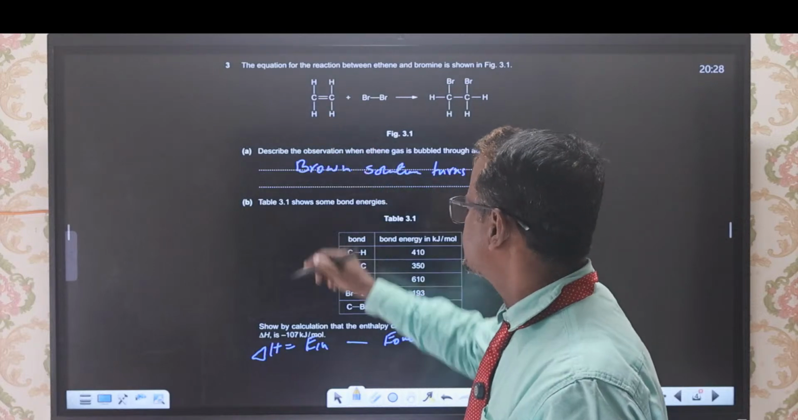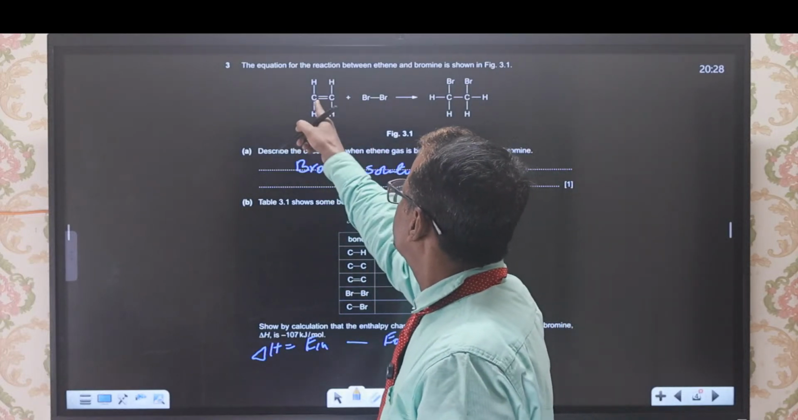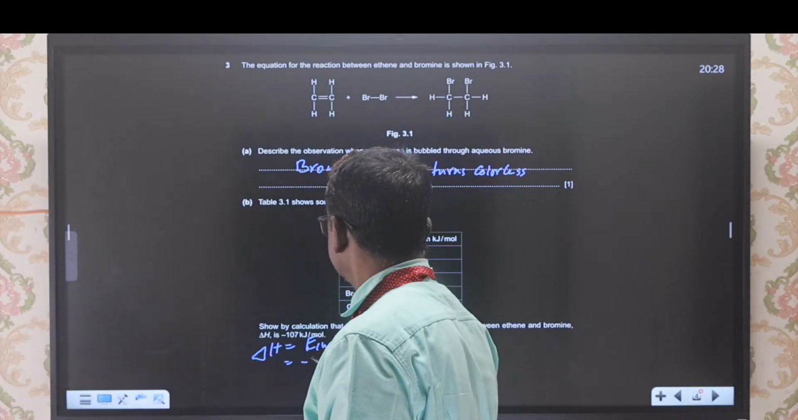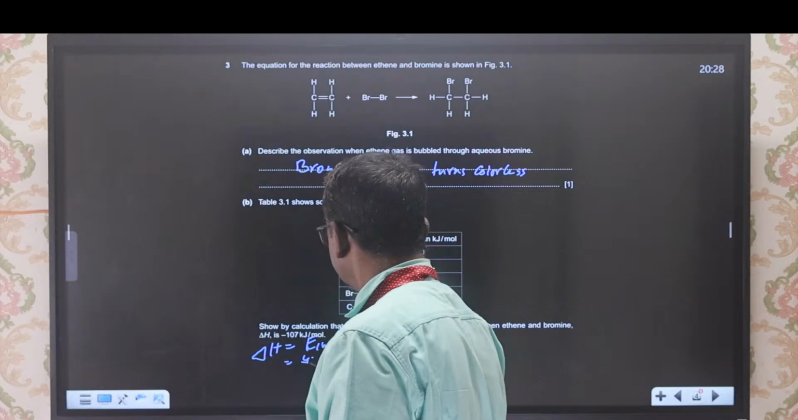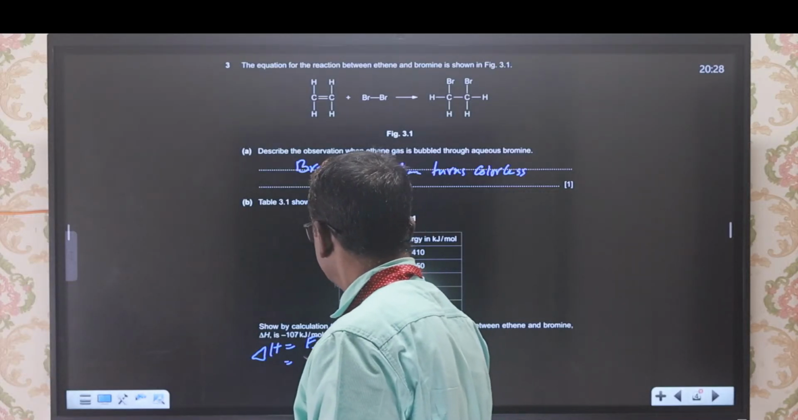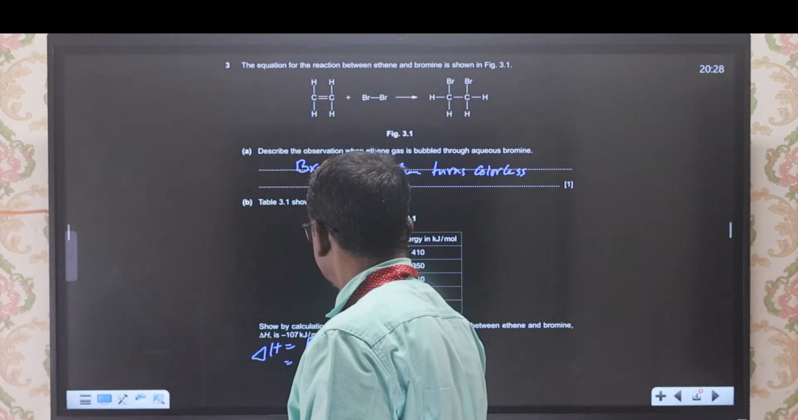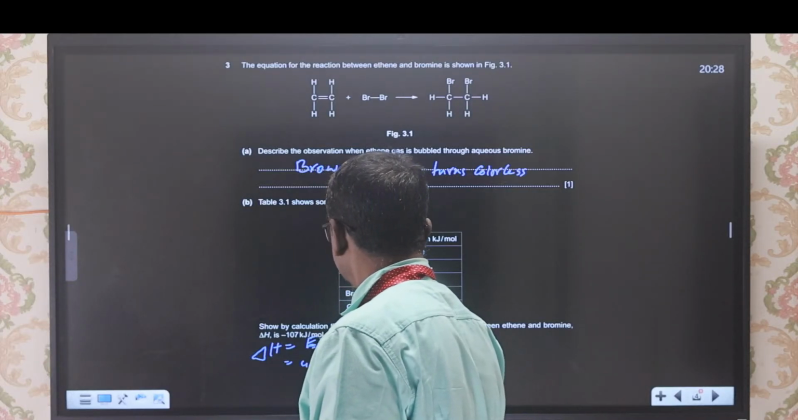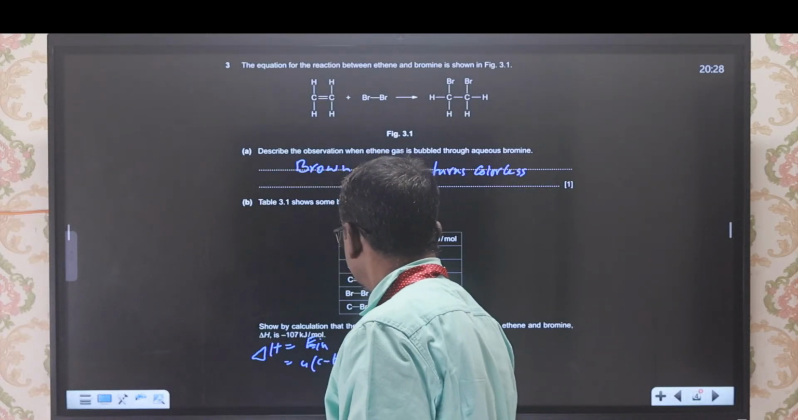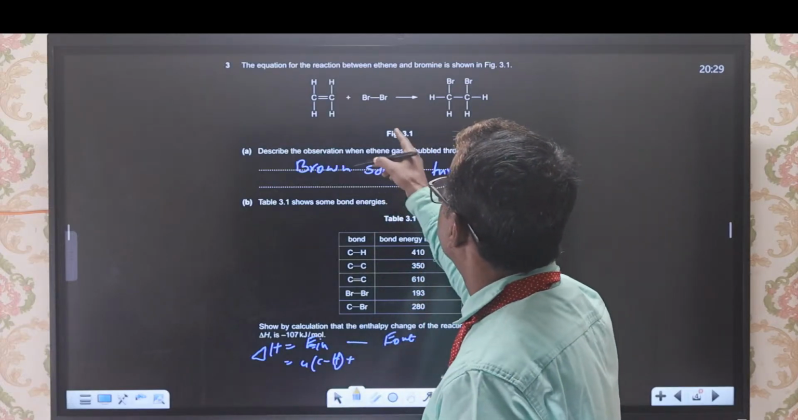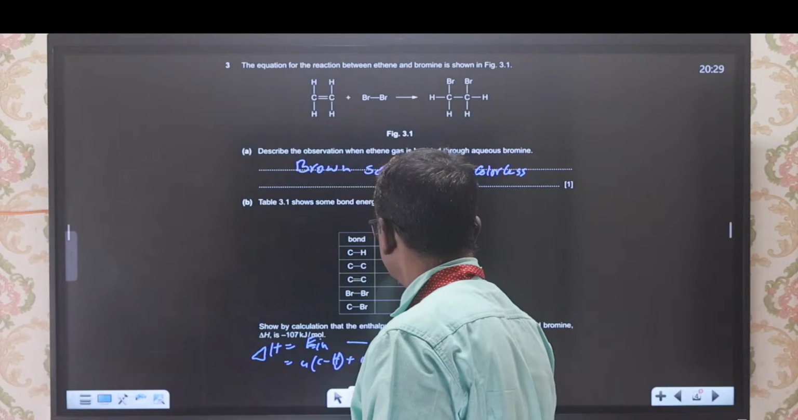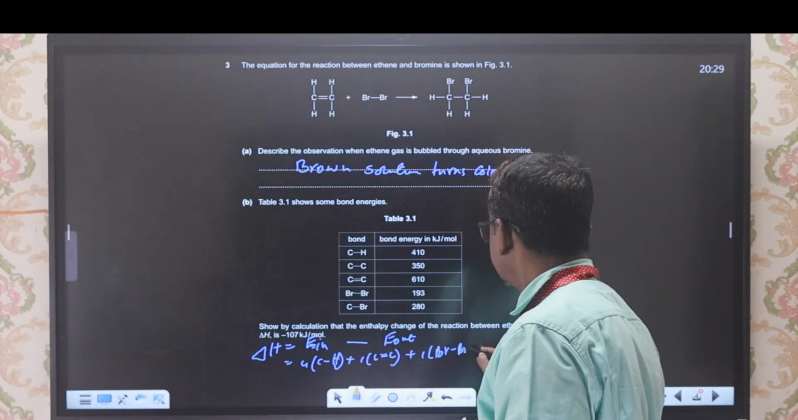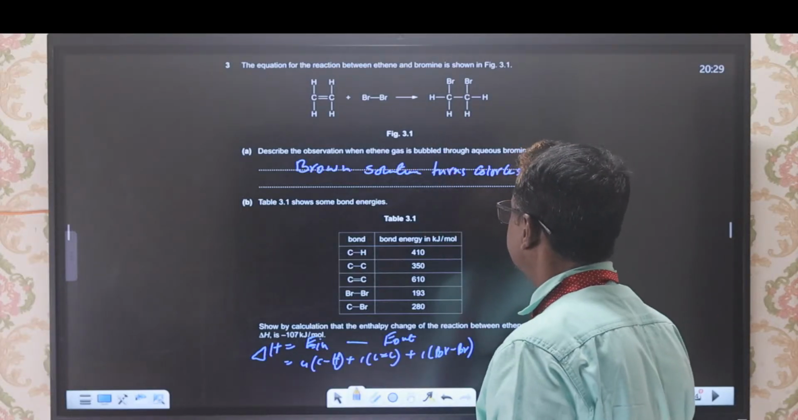So first you write carbon hydrogen bonds. How many carbon hydrogen bonds? There are four carbon hydrogen bonds, plus one carbon carbon double bond, plus one bromine bromine bond. This is energy in.